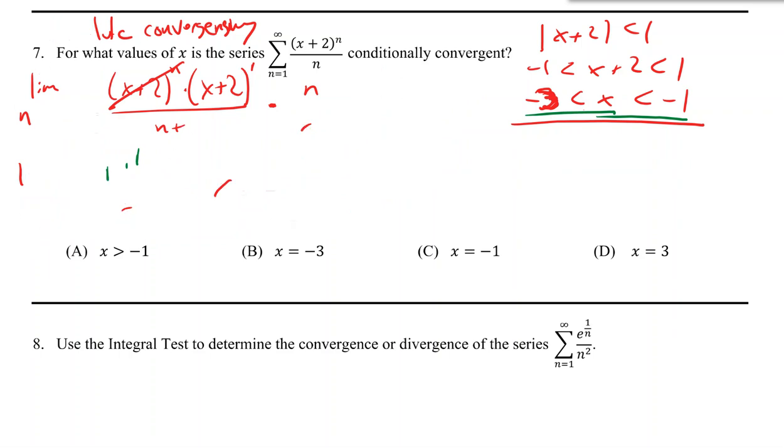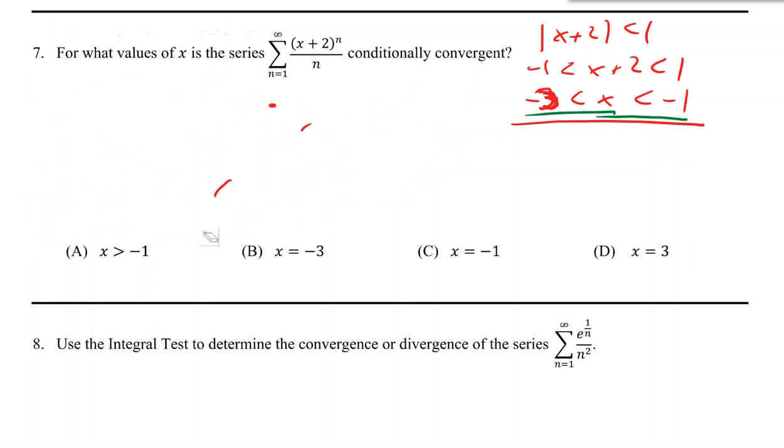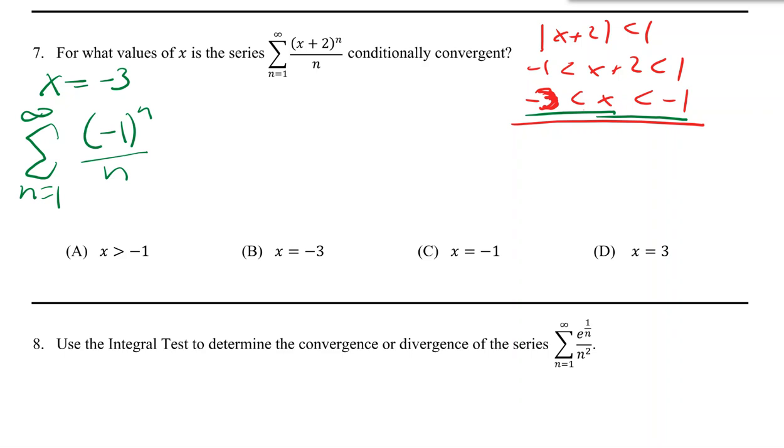So let me get some more space. So x equals negative 3. If I put negative 3 in for x, the question now looks like this. Okay, do you know if this converges or diverges? Okay, so this is the alternating harmonic series, and the alternating harmonic series always converges. So I would recommend memorizing that one.